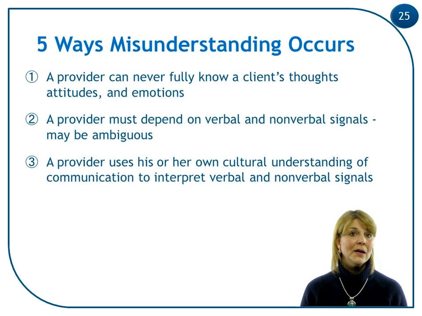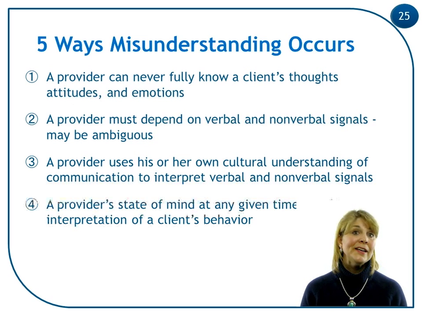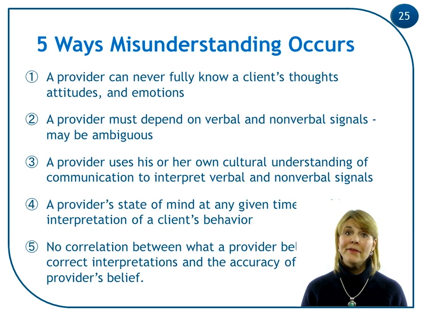Number 3, a provider uses his or her own cultural understanding of communication to interpret verbal and nonverbal signals from the client, which may be inadequate for accurate deciphering of the meaning in another cultural context. Number 4, a provider's state of mind at any given time may bias interpretation of a client's behavior. And number 5, there is no correlation between what a provider believes are correct interpretations of a client's signals or behaviors and the accuracy of the provider's belief.